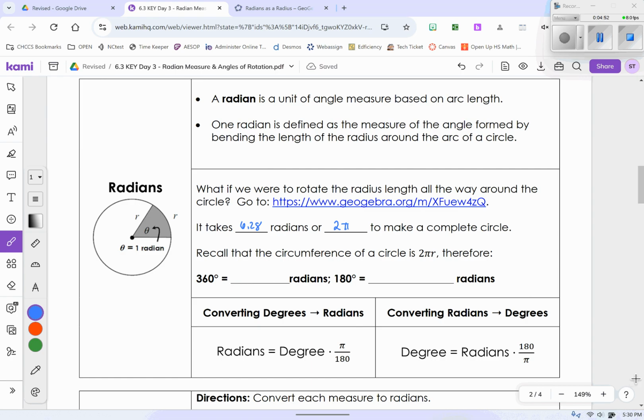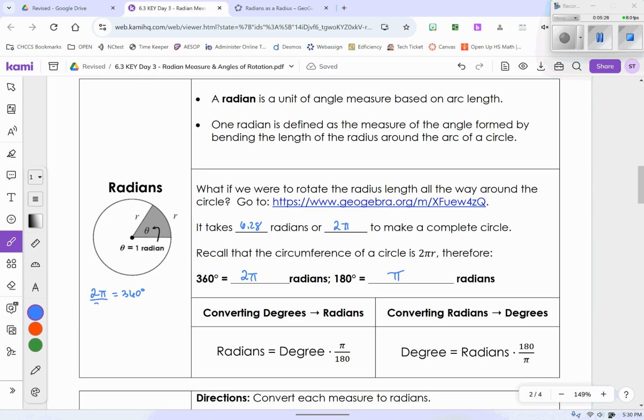Recall that the circumference of a circle is 2 pi r. So if r was 1, all the way around your circle would be 360 degrees, or 2 pi times 1, which is 2 pi radians. If we took half of that, we get pi radians. So really, when we use this equation, we have 2 pi radians equals 360 degrees. It's very important that you always label a degree with a degree symbol. If it doesn't have a degree symbol, then we assume it's a radian measure.